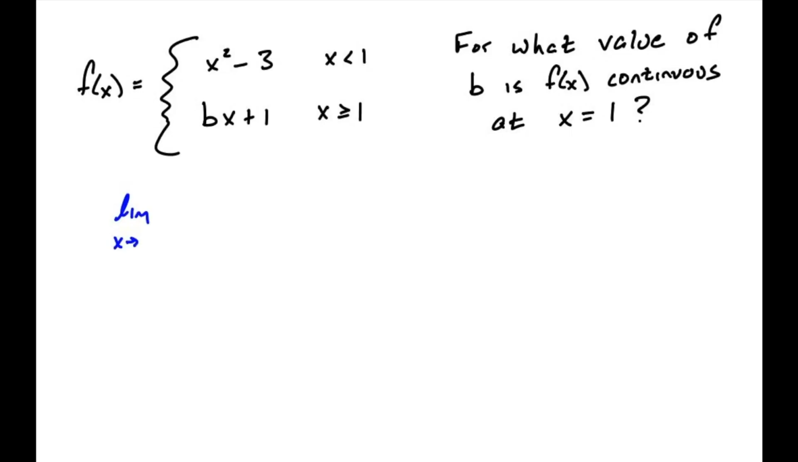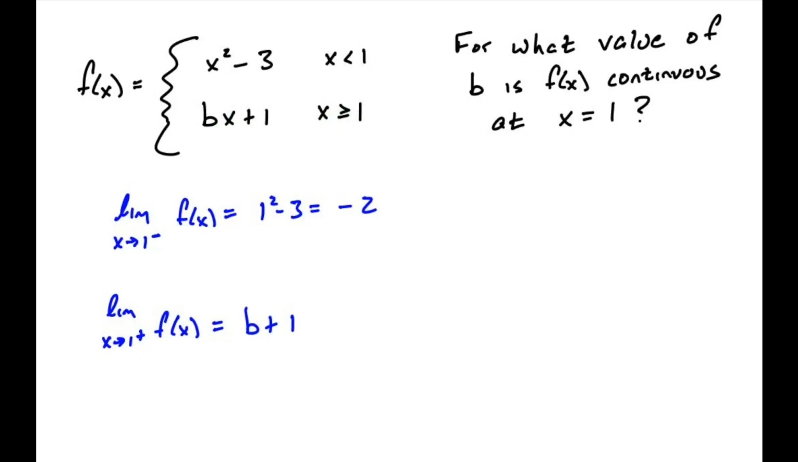So in order to make sure this is continuous, I need my limit to exist. In order for it to exist here, I need to check the limit from the left and the limit from the right as x approaches 1 to make sure the two sides of our function meet. Evaluating the limit as x approaches 1 from the left, we plug 1 into the upper function. We'll get 1 squared minus 3, that'll be negative 2. We evaluate the limit as x approaches 1 from the right. That lets us plug 1 into the bottom function, and that'll get us 1 times b, so it'll be b plus 1.